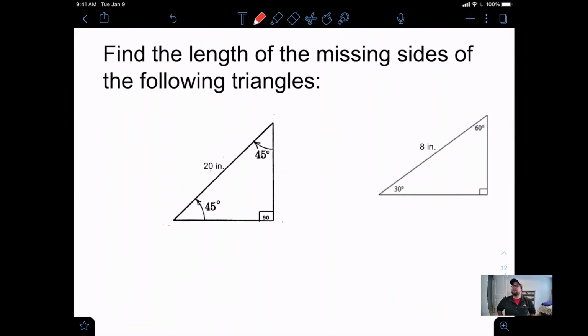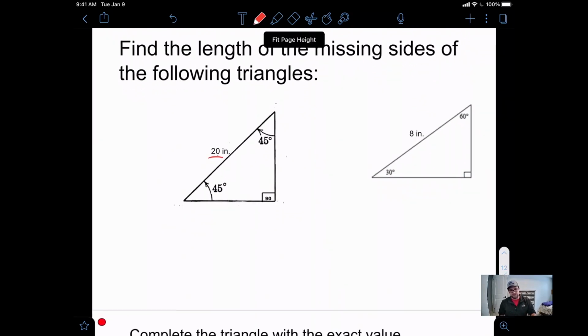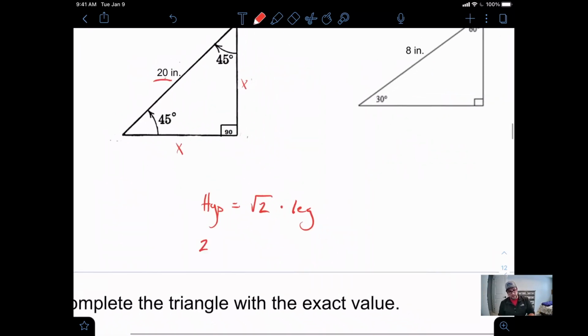Looking at these two, find the length of the missing sides of the triangle. Right now, we're being given the hypotenuse. Our formula for this is that our hypotenuse is equal to the square root of 2 times a leg. So we don't know what our leg length is. That's what we're actually trying to find over here in this problem. If we know this formula, then we can replace what we know the hypotenuse is: 20 is equal to the square root of 2 times x.